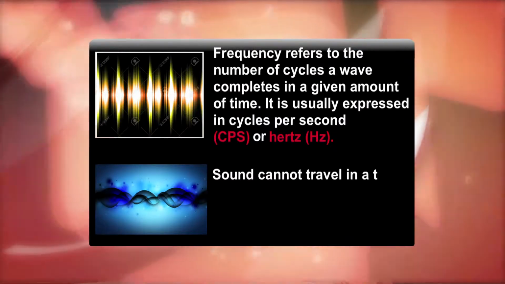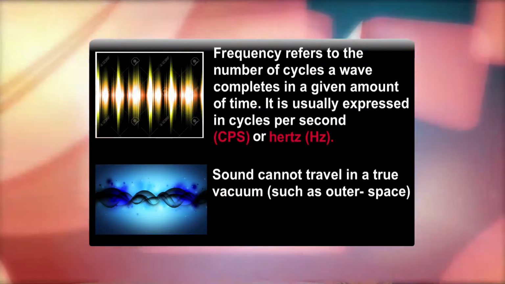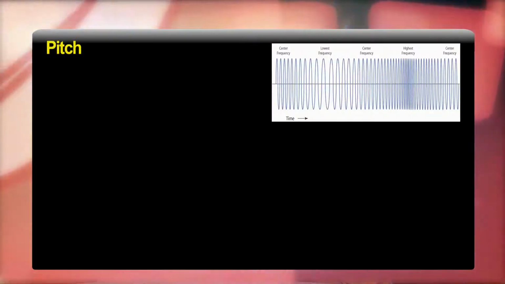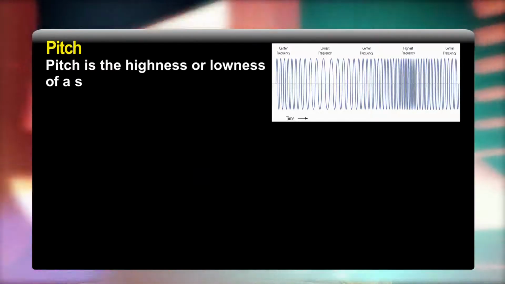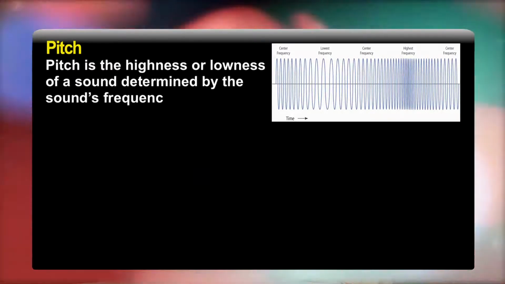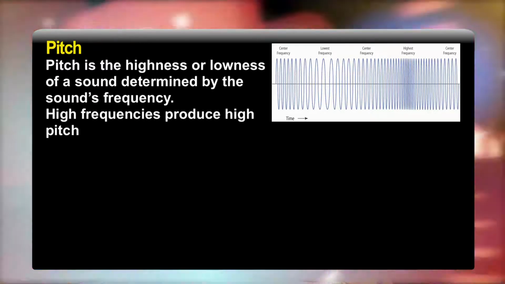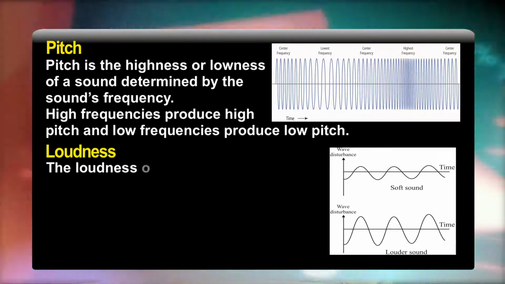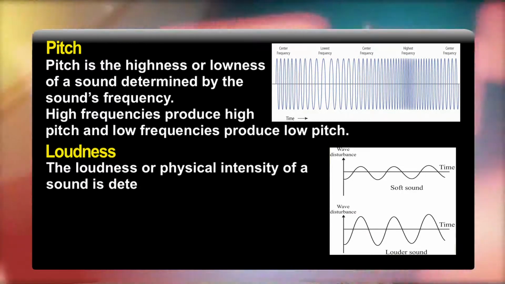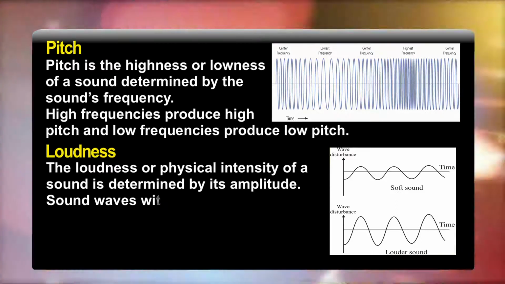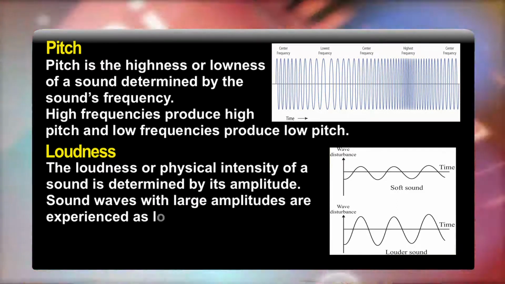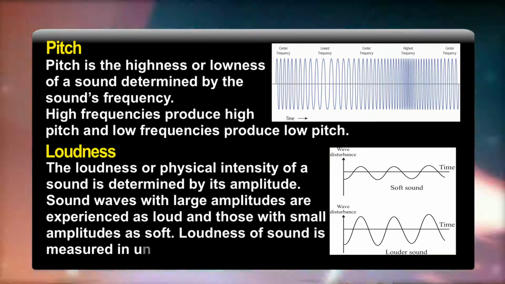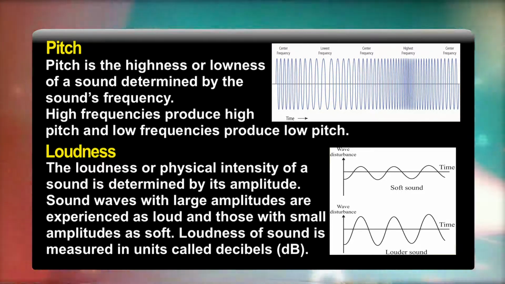Sound cannot travel in a true vacuum, such as outer space, because there is no medium there to move or vibrate. Pitch. Pitch is the highness or lowness of a sound determined by the sound's frequency. High frequencies produce high pitch and low frequencies produce low pitch. Loudness. The loudness or physical intensity of a sound is determined by its amplitude. Sound waves with large amplitudes are experienced as loud, and those with small amplitudes are soft. Loudness of sound is measured in units called decibels.